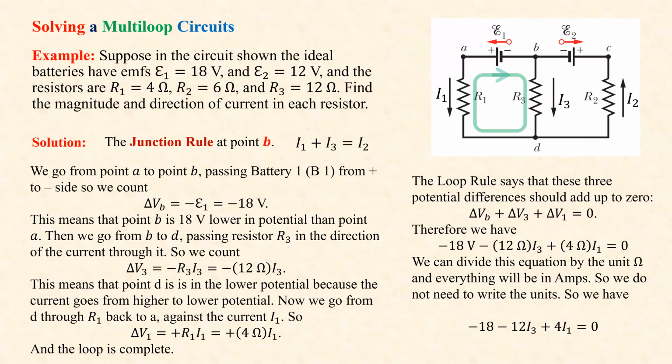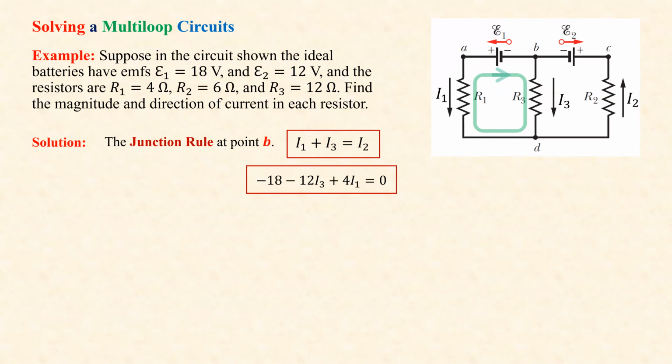Any questions? So we applied the loop rule to this loop, and we started from A and went clockwise direction, and we added all potentials and set it equal to 0 and simplified so far. So we have 2 equations so far, but we have 3 unknowns. We need 1 more equation. So let's put that here.